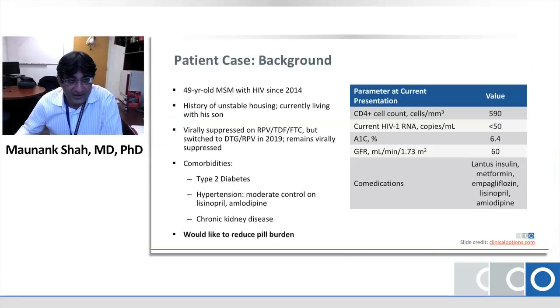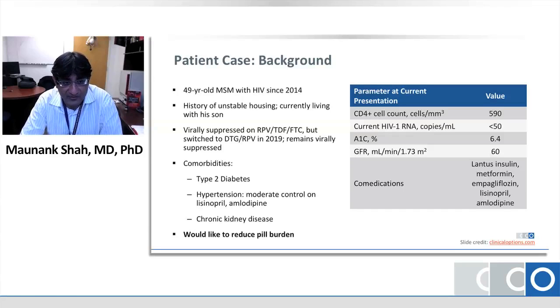I'd like to share with you this case of a patient that was 49 years old, diagnosed with HIV in 2014. He had a history of unstable housing, but was currently living with his son. He'd been virally suppressed on his original regimen of rilpivirine, TDF, and FTC, but was later switched to dolutegravir and rilpivirine in 2019 due to declining GFR and for a desire to avoid any kind of impact of tenofovir exposures.